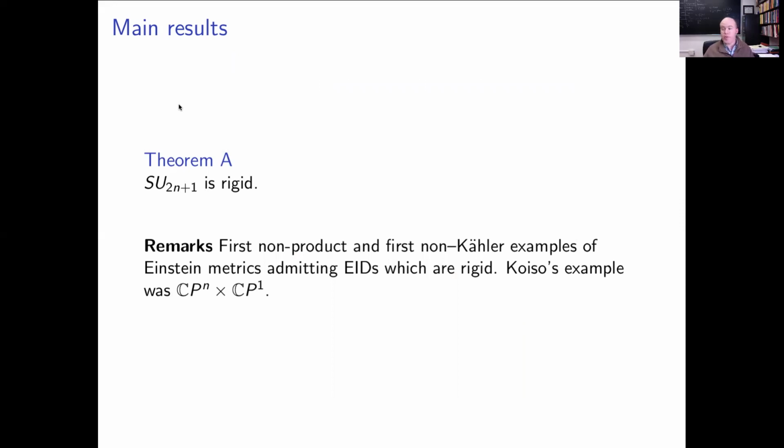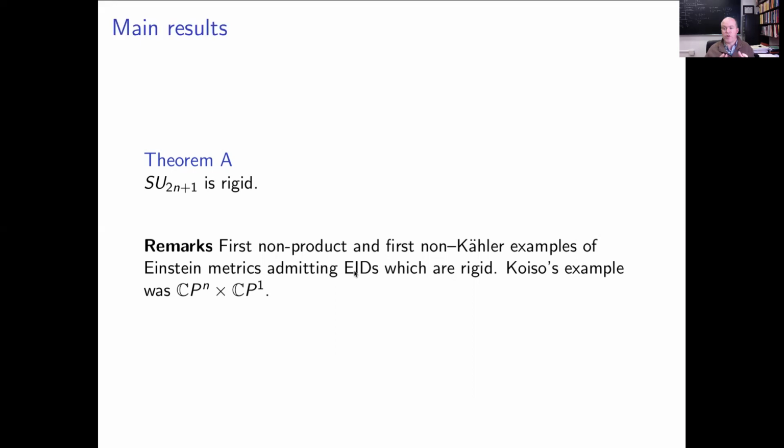This theory was largely developed by Koiso, who came up with a very interesting example. His example was the Einstein metric on CP^n cross CP^1. And he showed that this metric is rigid, or isolated, so there's no Einstein metric nearby. But he also has this infinitesimal description of the moduli space, described by these objects called EIDs, essential infinitesimal deformations. And so if you have no EIDs, then it's trivially rigid. The interesting question is when there are essential deformations.